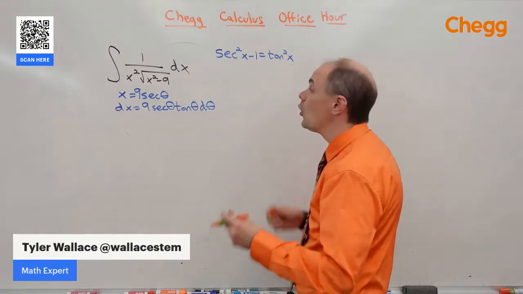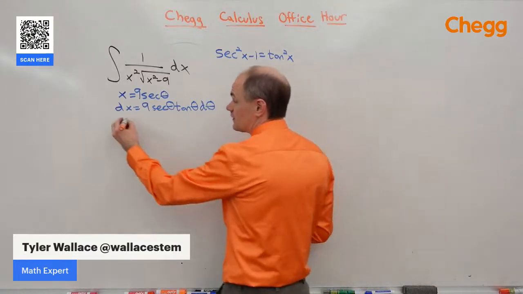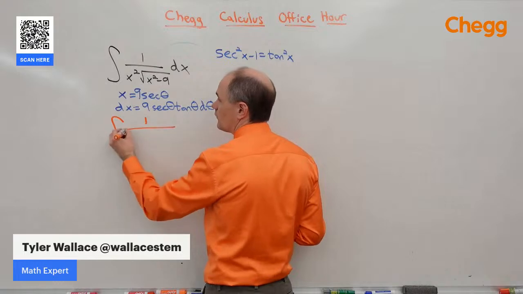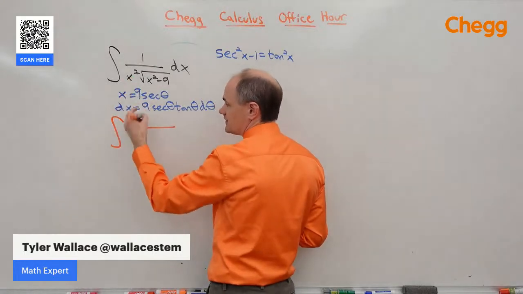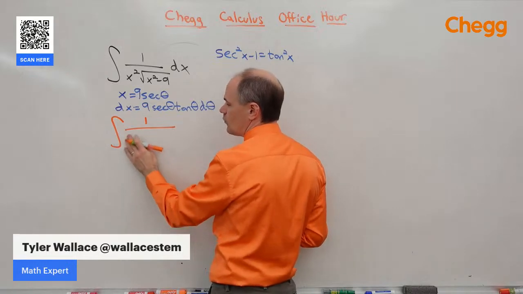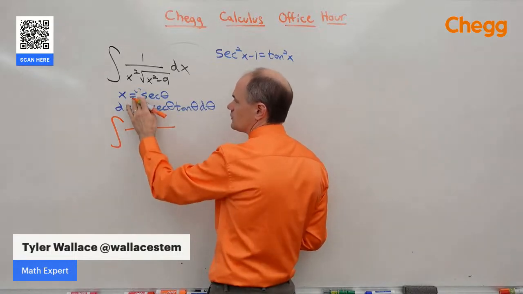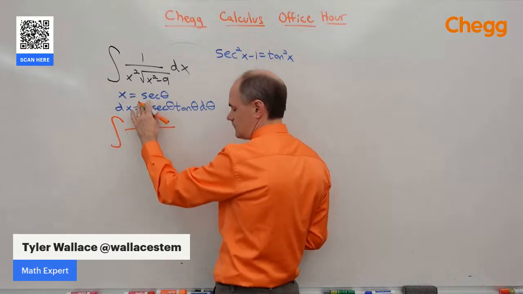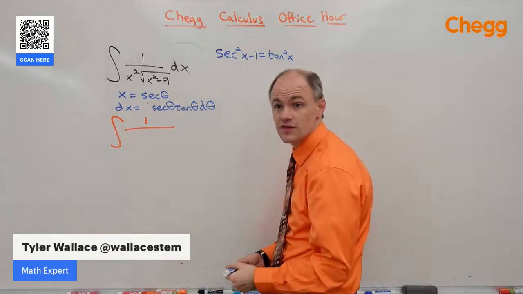All right. When we do that, we end up with the integral of 1 over x squared. X is 9 secant, so it's going to be, actually, no, we don't want to do 9. Let me back up. Whoa, whoa. We want to do the square root. Almost made a mistake. Did you catch me in the comments?